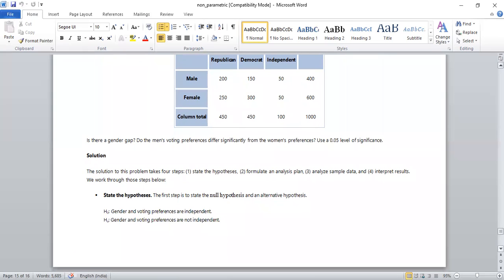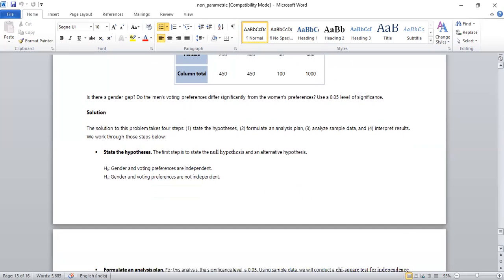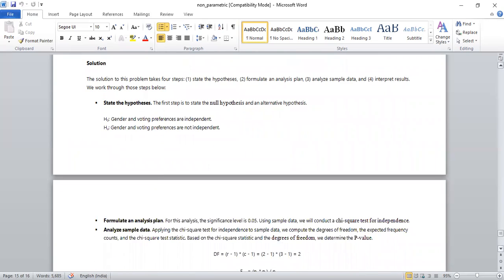State the hypothesis. The first step is to state the null hypothesis and an alternative hypothesis. In the null hypothesis, it is given that gender and voting preferences are independent. In the alternative hypothesis, gender and voting preferences are not independent. For this analysis, the significance level is 0.05. Using sample data, we'll conduct a chi-square test for independence.